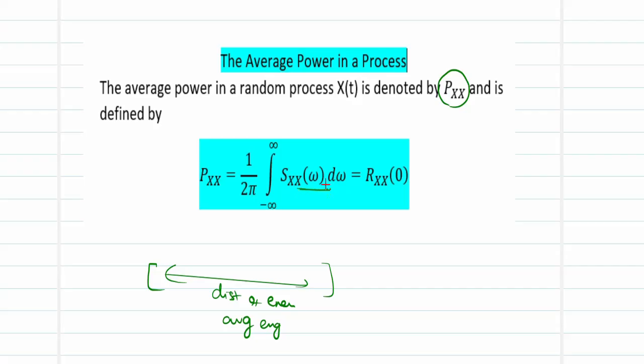But we notice that this is nothing but Rxx of 0, which can also be defined as the expected value of x square of t, which we call the mean square value. So the mean square value, or the average power in a process, is all the same. Whenever they ask us to estimate the average power in a process, we can just estimate it by substituting tau equal to 0.